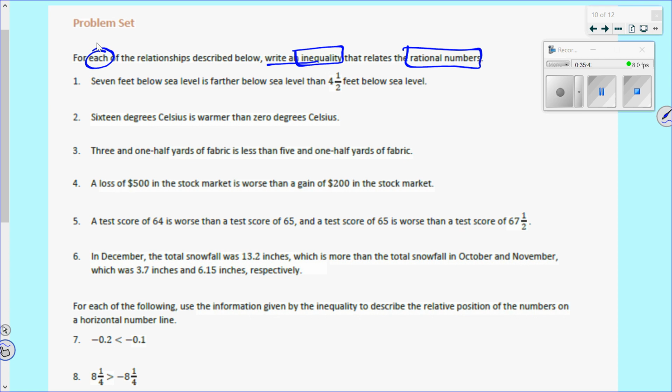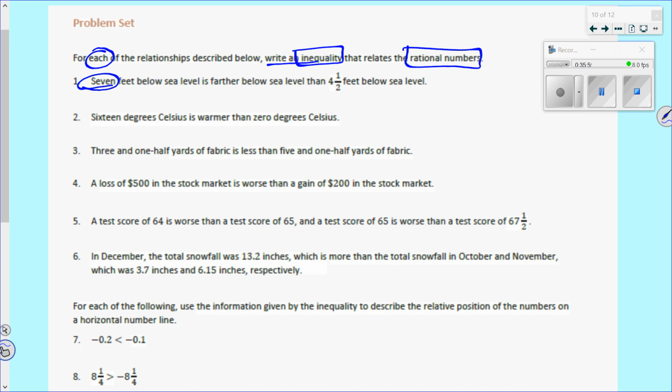I'll be honest with these, a lot of these, it's actually easier if you go through and write the numbers first, and then you can put in the less than or greater than inequality sign. But do whatever works for you. A lot of that's why we're marking our text.